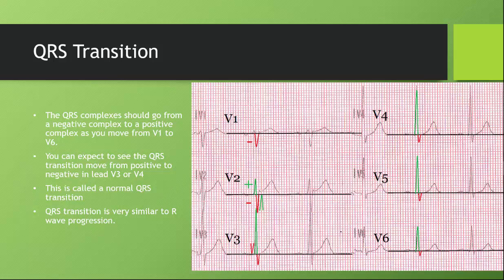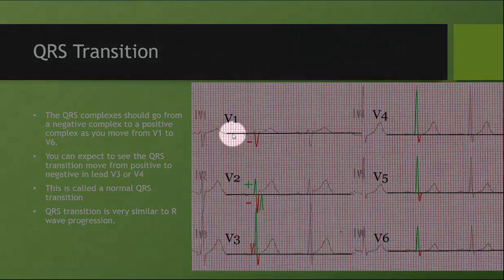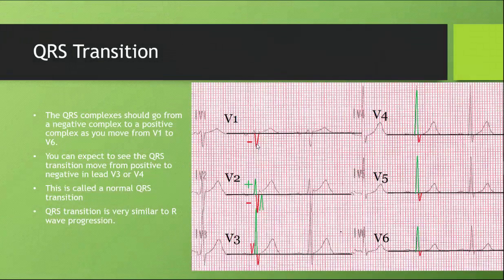As you see here, we zoomed in on the V1 through V6 on a 12 lead printout. And so as you're looking at this, the QRS complexes should go from a negative complex to a positive complex as you move from V1 to V6. So if you think right here, this black line is your isoelectric line. As you can see right here, anything below the isoelectric line is a negative deflection, and anything above the isoelectric line is a positive deflection. You can expect to see the QRS transition move from negative to positive in the V3, V4 area. So that's exactly what happens here.